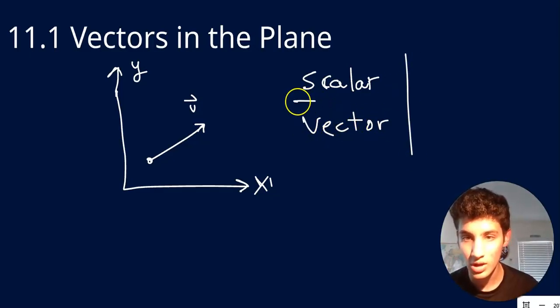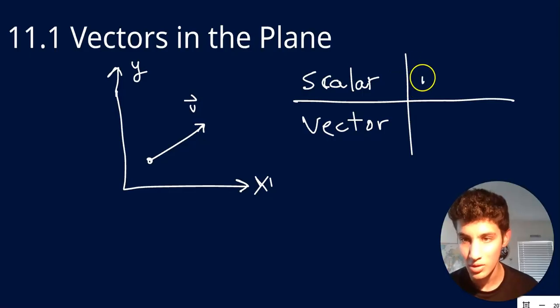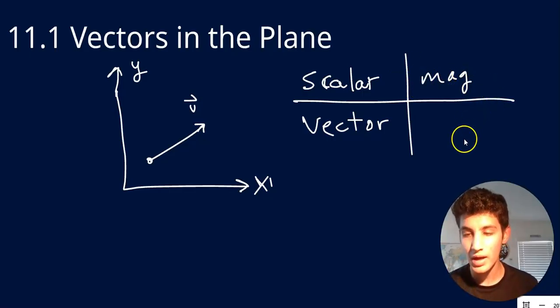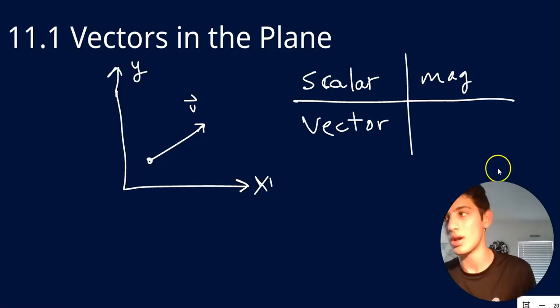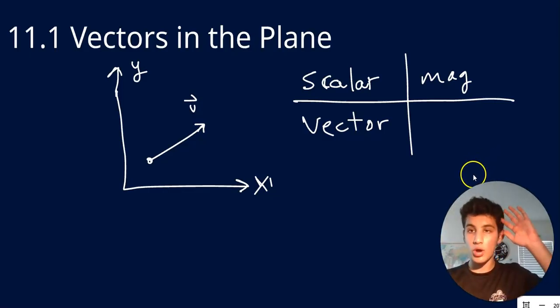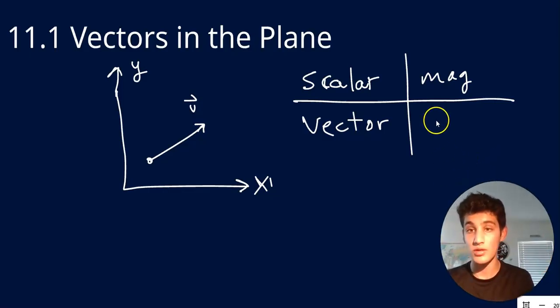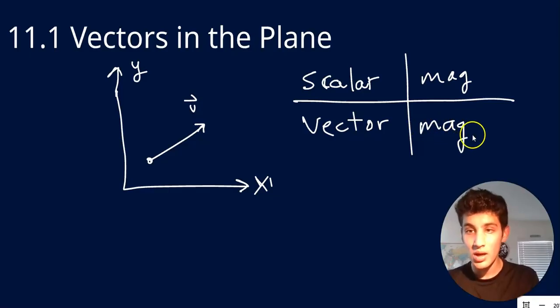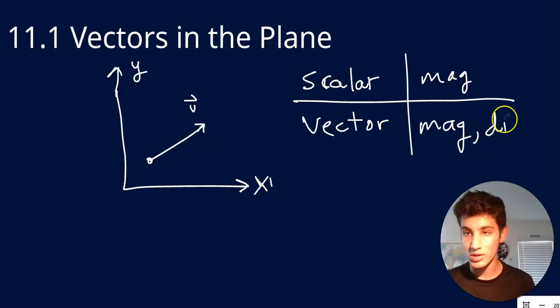Both of them have one thing in common. Both of them have a magnitude, and a magnitude is just like a length, or any quantity with units. So if I'm talking about distance, for example, it could be 3 feet, 2 miles, something like that. Both of them have a magnitude, but a scalar is just the magnitude, and a vector also has a direction.